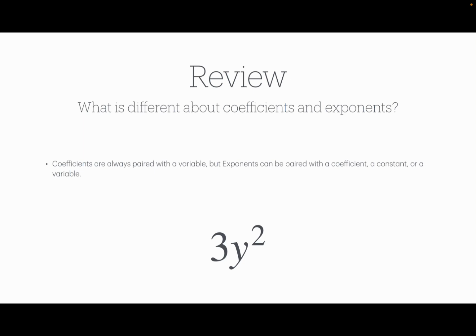Lastly, coefficients are always paired with a variable. Remember, if a coefficient does not have a variable, then it's called a constant. So coefficients are always paired with a variable, but exponents can be paired with a coefficient, it can be paired with a constant, it can be paired with the variable. So each one of those has an exponent. And remember, if you don't see the exponent, that means the exponent is 1.